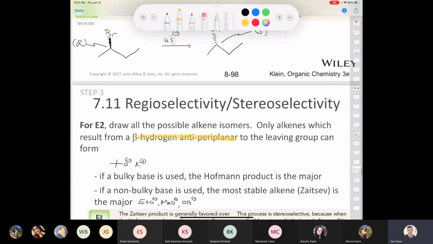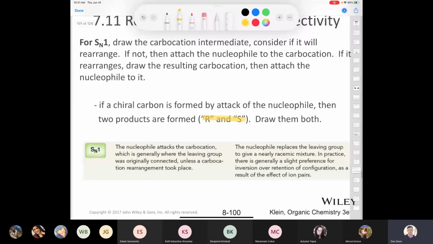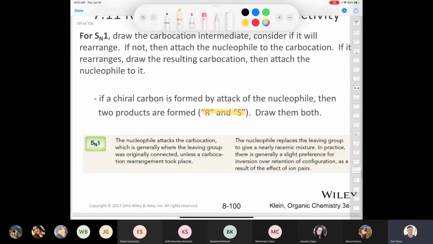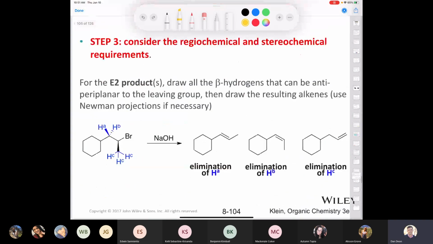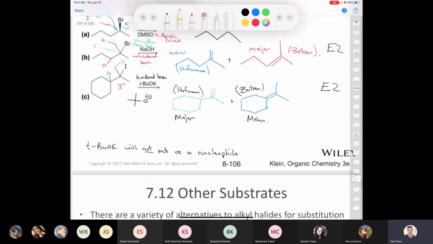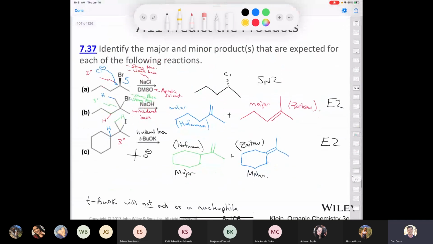When you do an SN1, that is when you end up with a racemic mixture. You have a chiral carbon, but you still end up with R and S, which is really annoying. If you're actually in the lab doing the work, it's a real pain in the neck. All right, there you go.